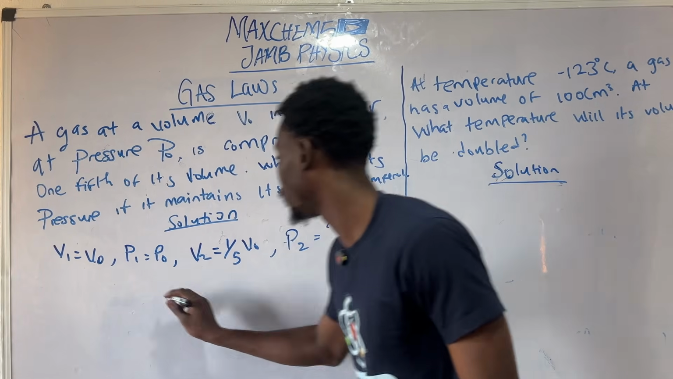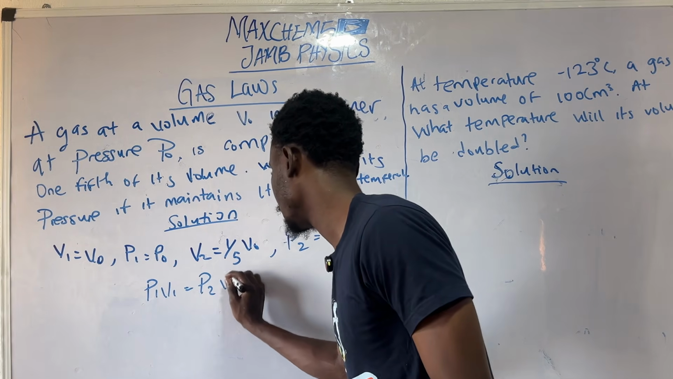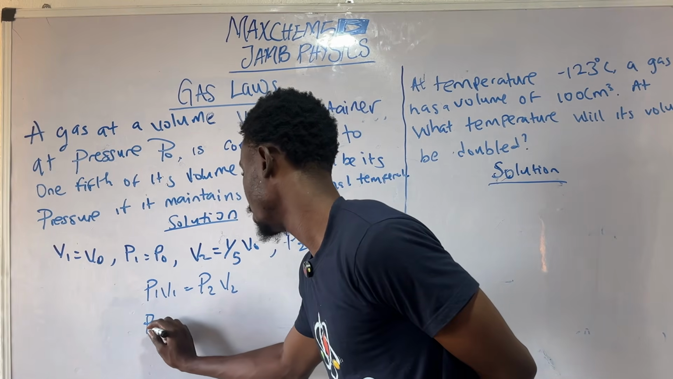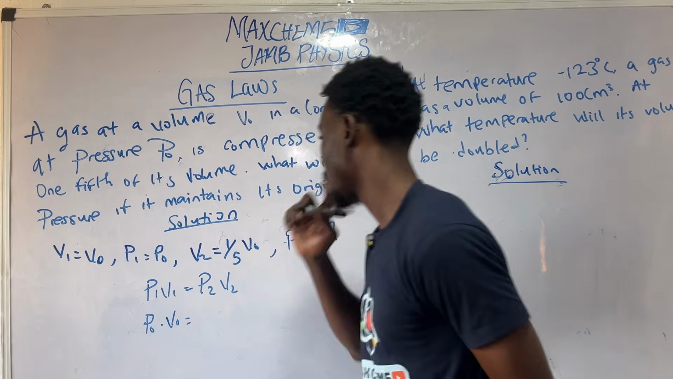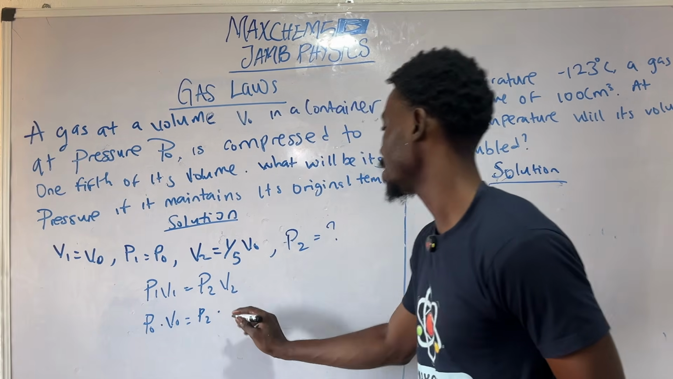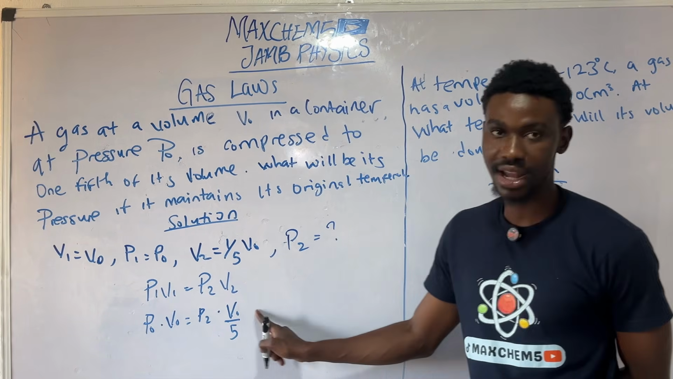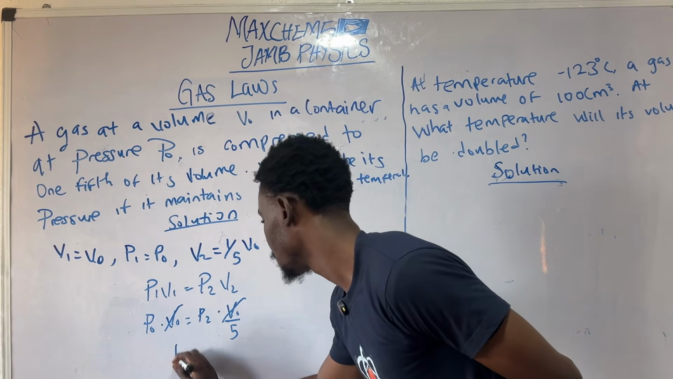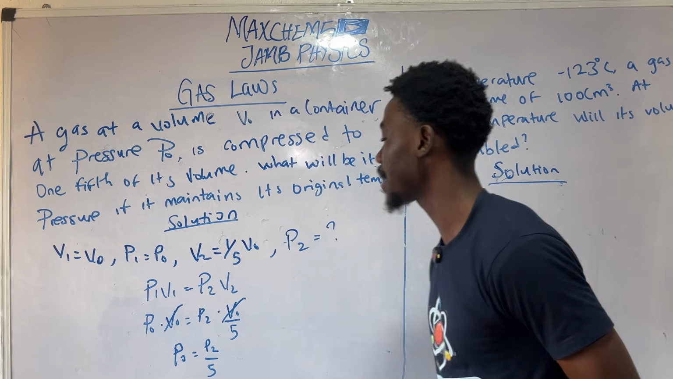If you recall, the formula for Boyle's law is P1 V1 is equal to P2 V2. In this case, our P1 is P0, our V1 is V0, our P2 is what we are looking for, and our V2 is V0 over 5. Now, we have V0 here and V0 here, so V0 can cancel out V0. We are left with P0 is equal to P2 over 5. Multiplying both sides by 5.